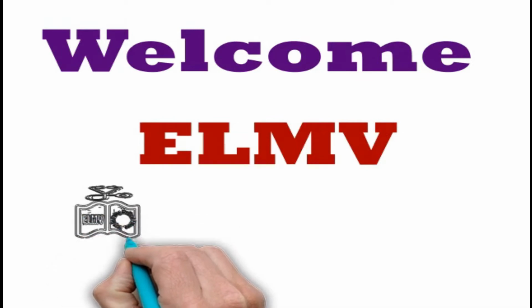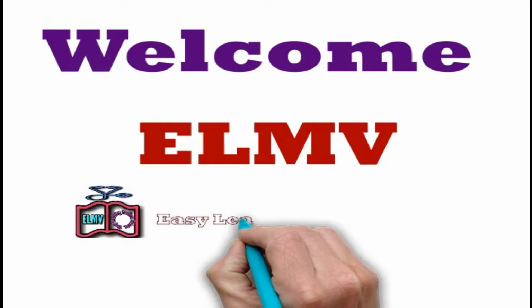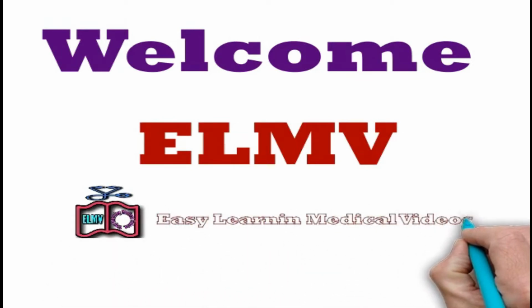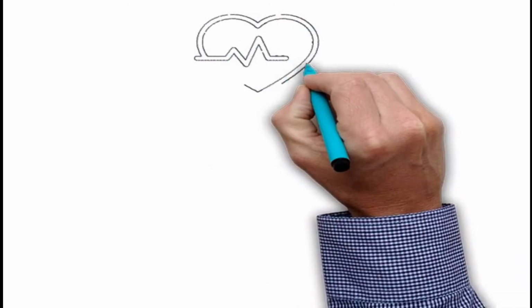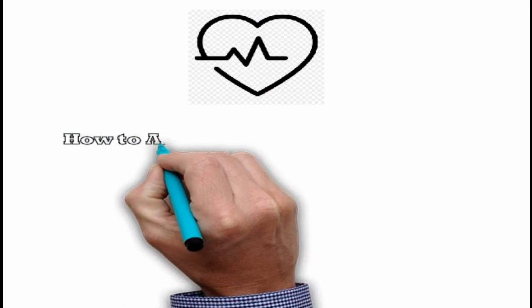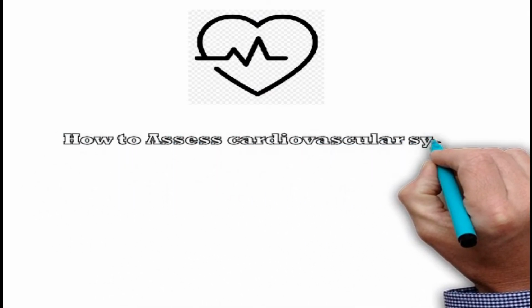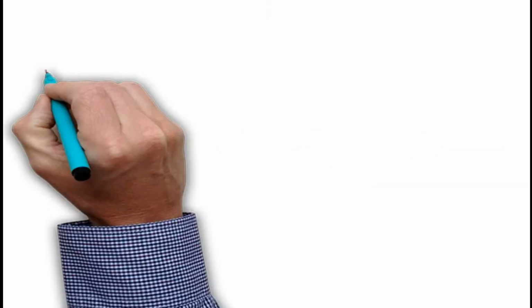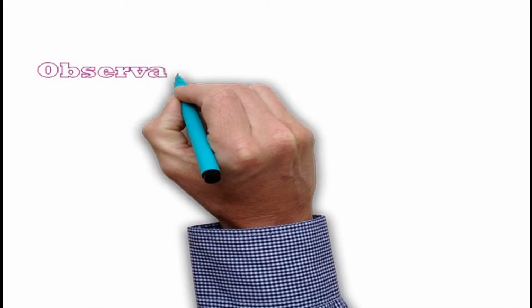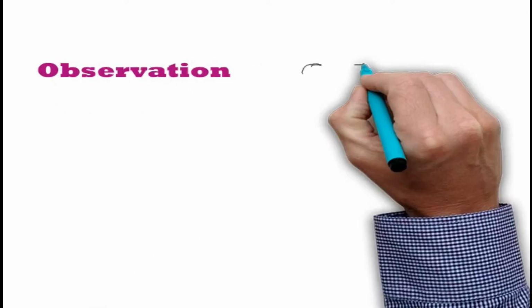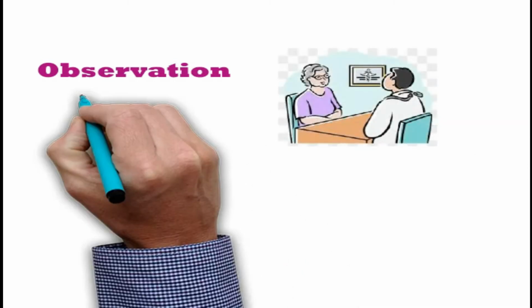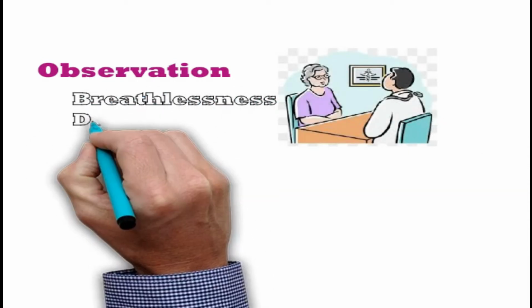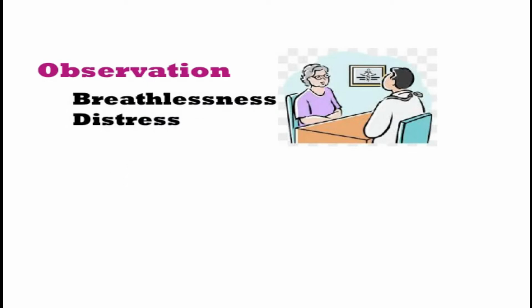Today we are going to talk about an important topic in cardiology: how to assess the cardiovascular system. When a patient comes with symptoms of the cardiovascular system, we should observe the symptoms and the general well-being of the patient, including breathlessness or any kind of distress present or not.